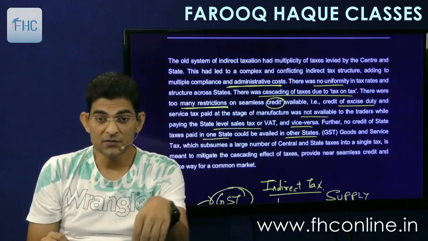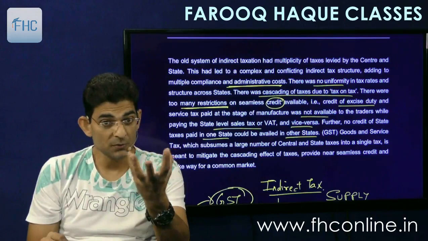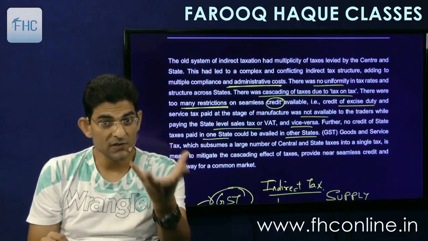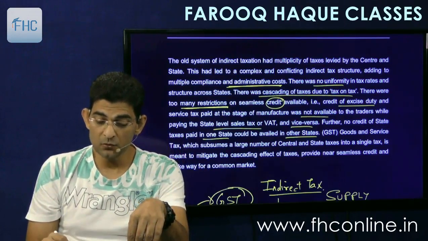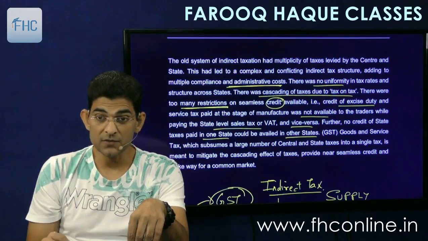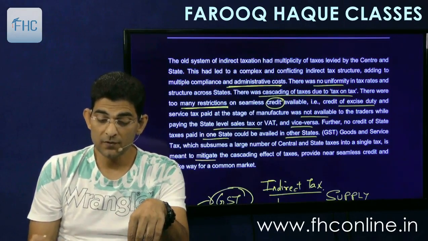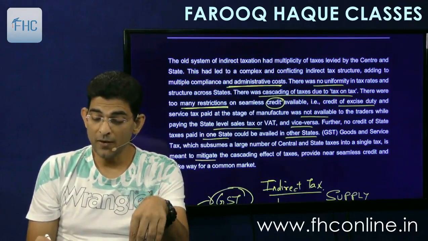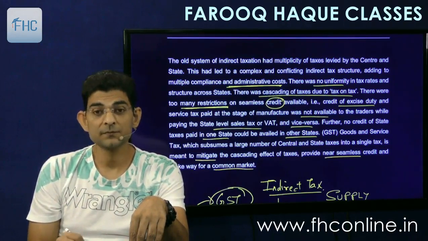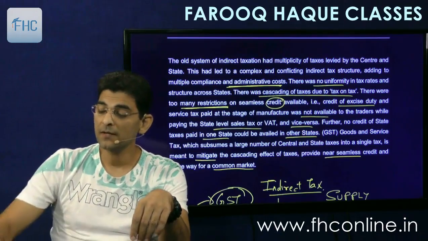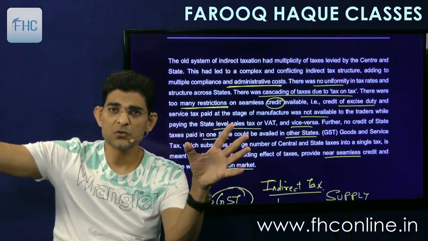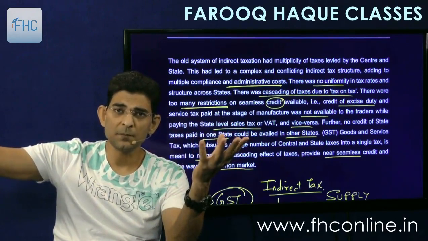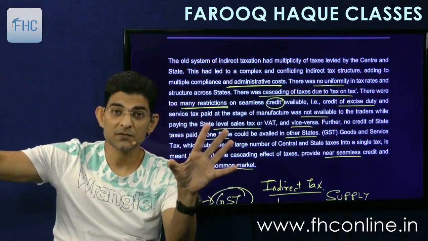So it is given that GST, which subsumes and collects a large number of central and state taxes into a single tax, is meant to mitigate the cascading effect of taxes. Mitigate means to solve the problems, provide near seamless credit, and make way for common markets. Common markets means that everywhere the tax rates will be the same. So it doesn't matter whether you purchase goods in Andhra or in Punjab. They will come with the same rate of tax.